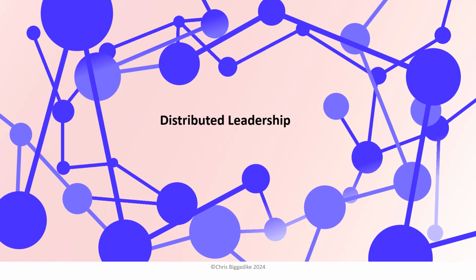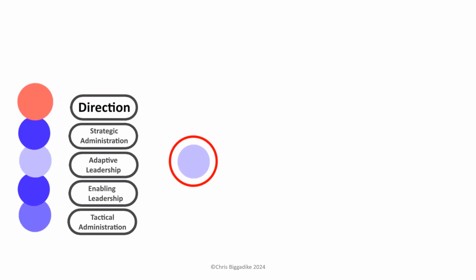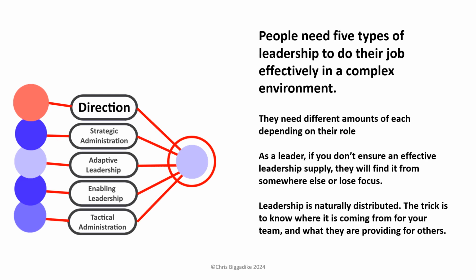Let's wrap up some of the key points of distributed leadership. People need 5 types of leadership to be effective. You can get these from anyone suitable. It doesn't need to be a formal leader, but the leadership needs to be balanced and relevant. If they don't get the leadership they need, they'll look for it elsewhere. And if they can't find it, they'll become frustrated and disillusioned.